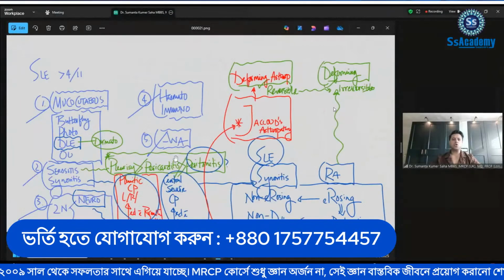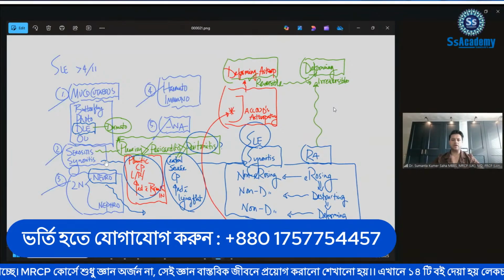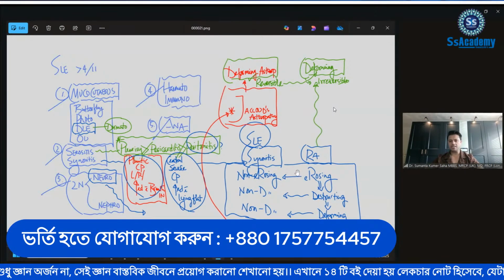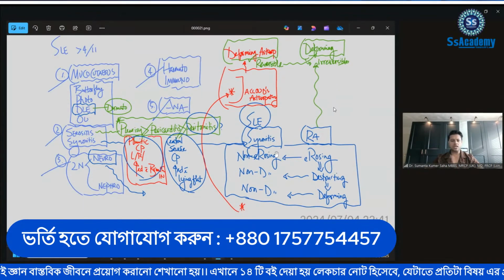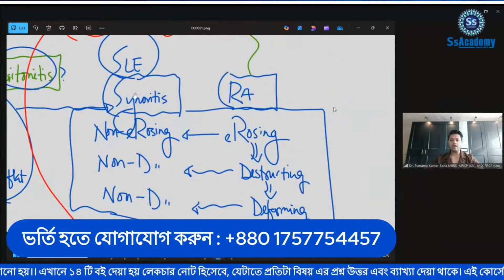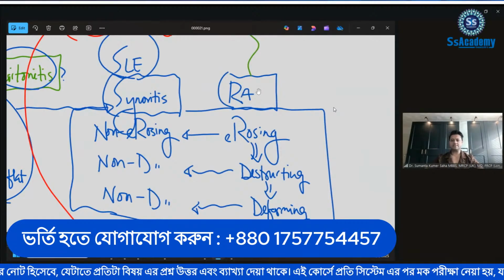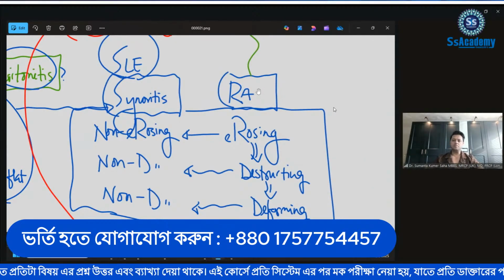I'd like to talk regarding the synovitis. Serositis, then synovitis. I'm talking about the synovitis. Can you write down the synovitis here? SLE synovitis and RA synovitis also. Rheumatoid arthritis. Can you remember?